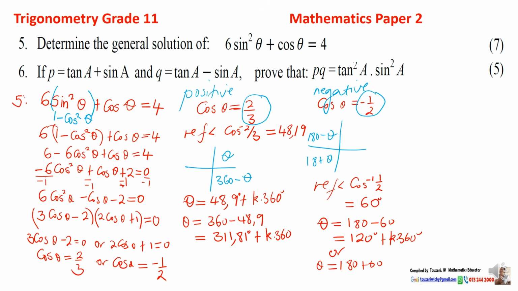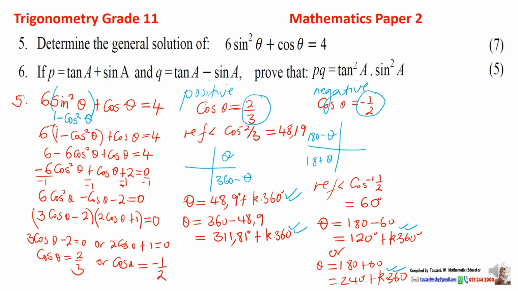That will give us 240. Then to 240, we add k times 360. We have solved the equation and we got our general solutions. This one is the first general solution, the second general solution, the third general solution, the fourth general solution. So there are 4 solutions in this equation.